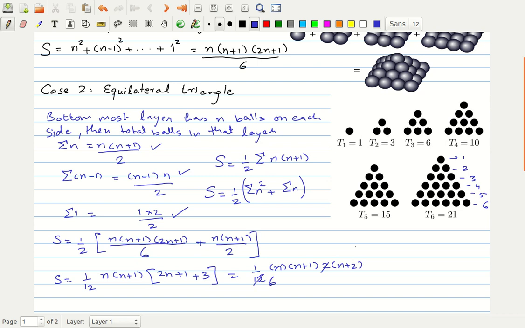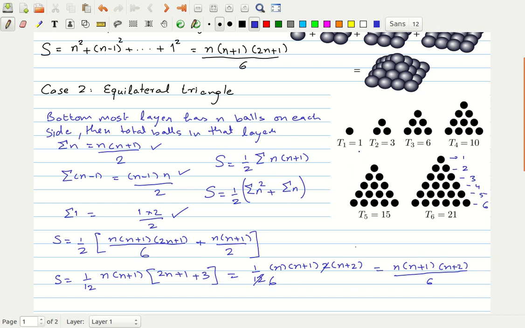We cancel this and we finally get n times n plus 1 times n plus 2 divided by 6, right? Now let us verify if our answer is correct. You can see that our n in this case is 6, so we have 6 times 7 times 8 divided by 6, so 6 cancels, so 7 times 8 is 56.